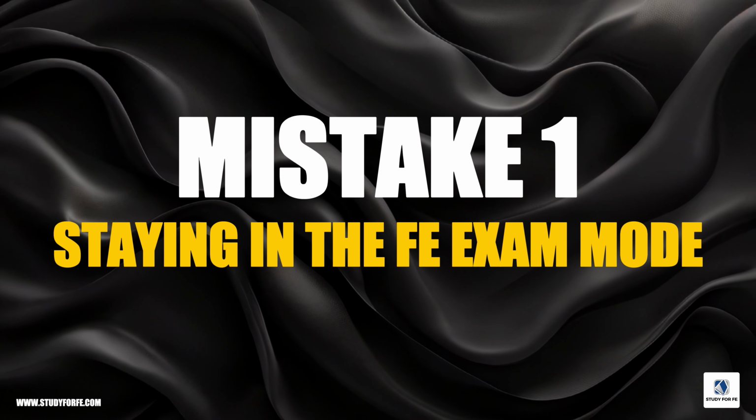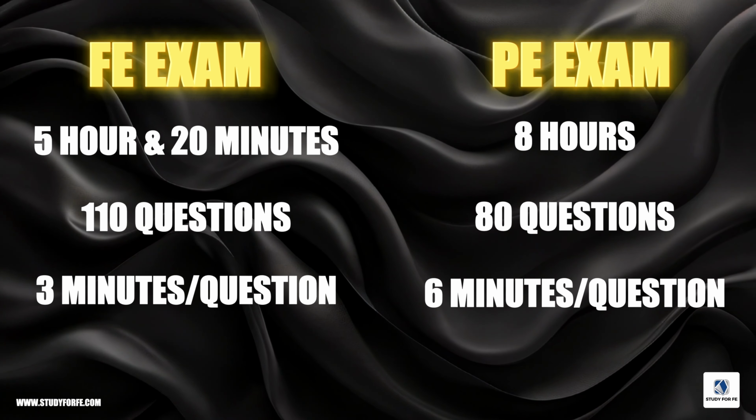Mistake number 3 is overstressing about time management. Let me explain this. In the FE exam, you have 5 hours and 20 minutes to solve 110 questions, which roughly translates into 3 minutes per question. Compare this to the PE exam, where instead of 5 hours and 20 minutes, you actually have 8 hours. On top of that, you're expected to solve only 80 questions in 8 hours, versus 110 questions in 5 hours and 20 minutes, which means that you have approximately 6 minutes per question in the PE exam.